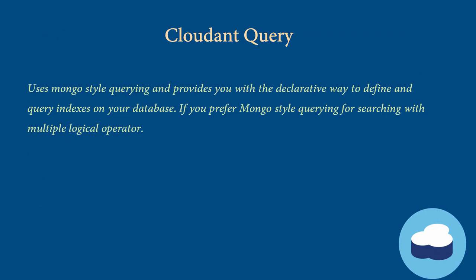Then we have Cloudant Query that is similar to SQL in relational databases, where we can perform queries directly over the database, going through the Bluemix console and a Cloudant instance. You can use a Mongo style querying, which provides a declarative way to define and query indexes on your database. If you prefer Mongo style querying for searching and multiple logical operators, we have to use the same syntax as we are using with MongoDB. We will get examples of that.